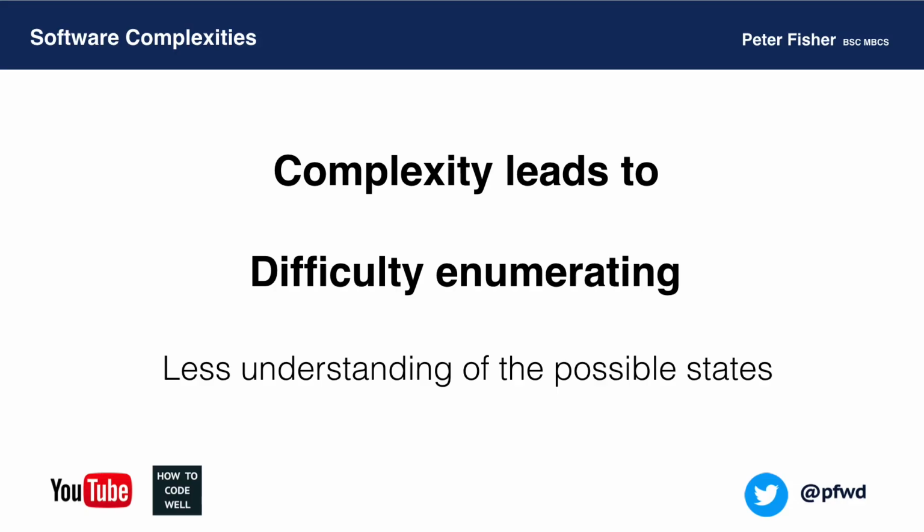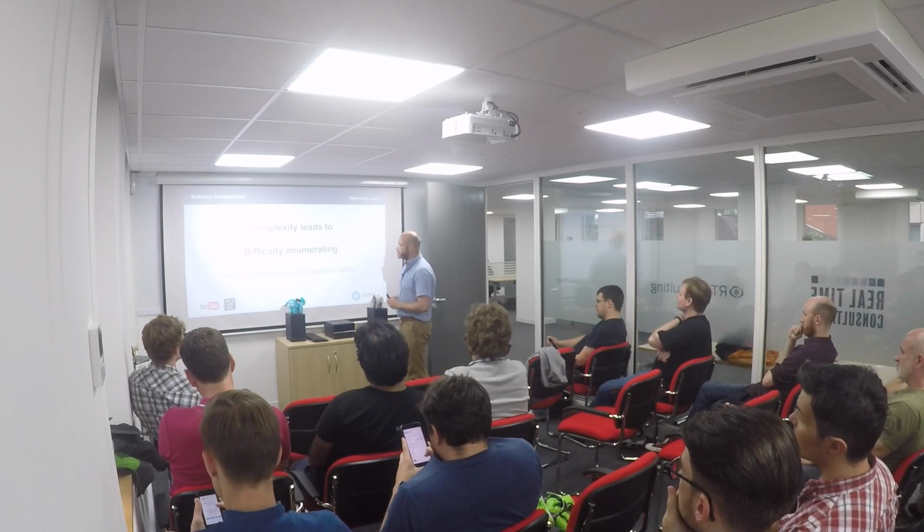Complexity also leads to difficulty in enumerating, and less understanding of, the possible states of the system. If you imagine the most complicated software that you've ever developed, now try and think of every possible conceivable state that piece of software has in your head right now. It's probably going to make your head explode.